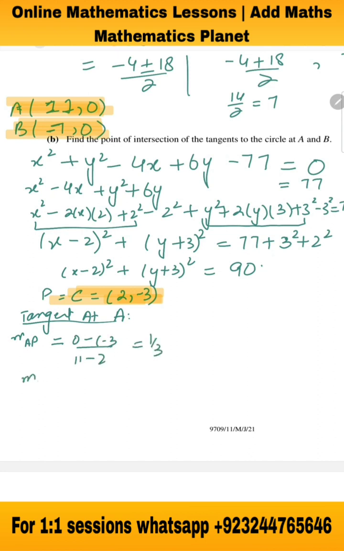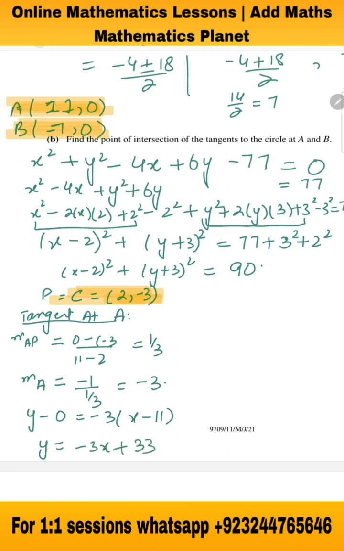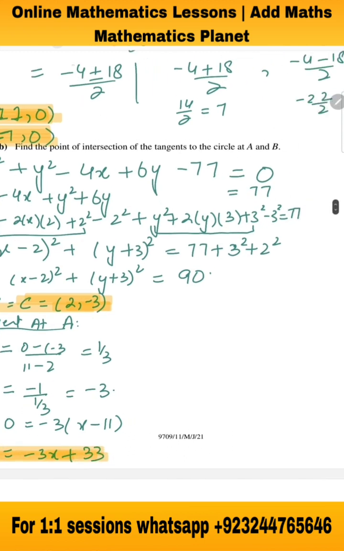So the slope of the tangent at A will be equal to minus 1 over 1 by 3, which is equal to minus 3. So the equation of the tangent is y minus 0 equals minus 3 times x minus 11. y is equal to minus 3x plus 33. This is the equation of the tangent at point A. Okay, so now the equation of the tangent at B.